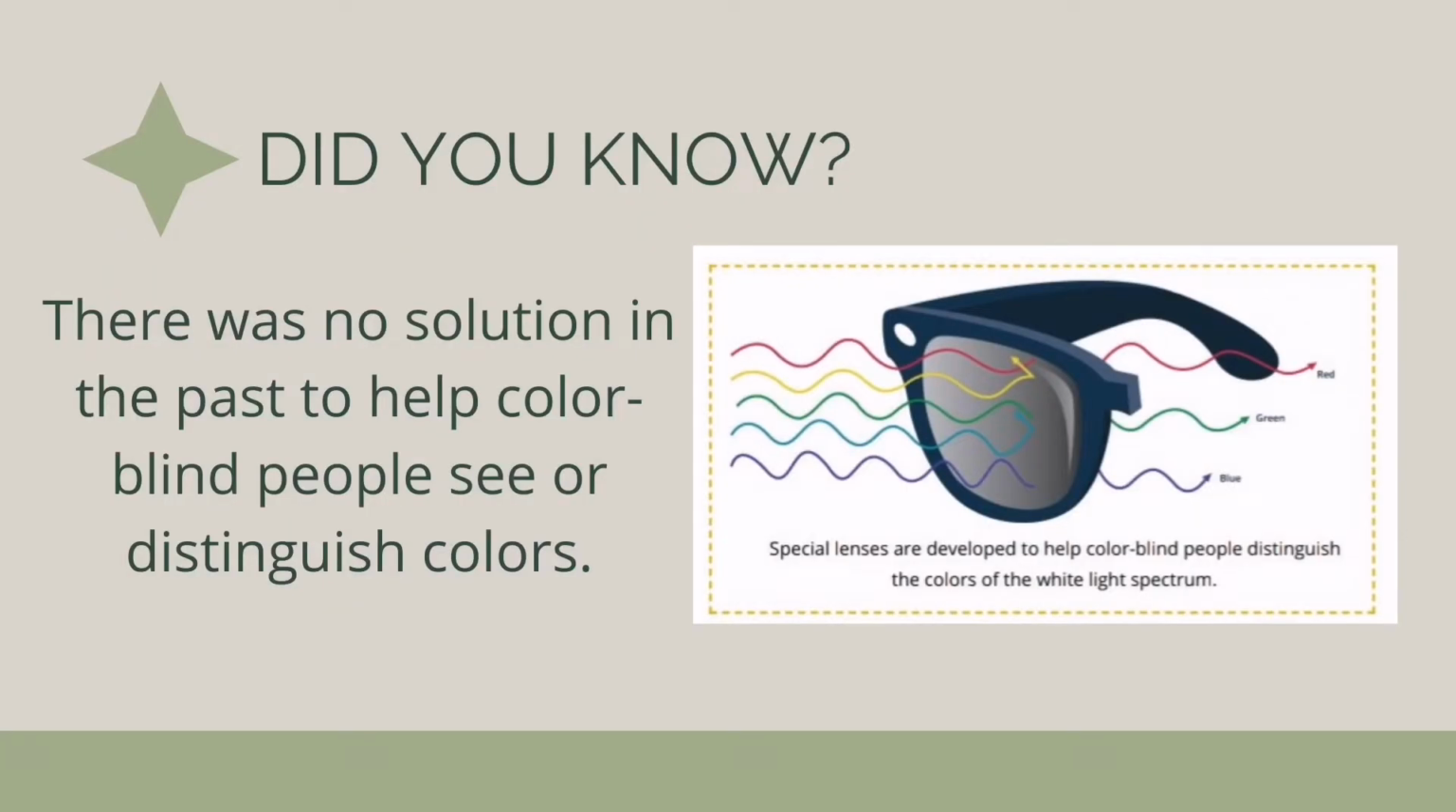Did you know that in the past there was no solution to help colorblind people see or distinguish colors? But nowadays, special lenses are developed to help colorblind people distinguish the colors of the white light spectrum.